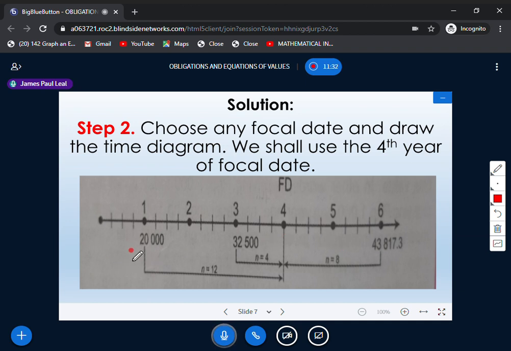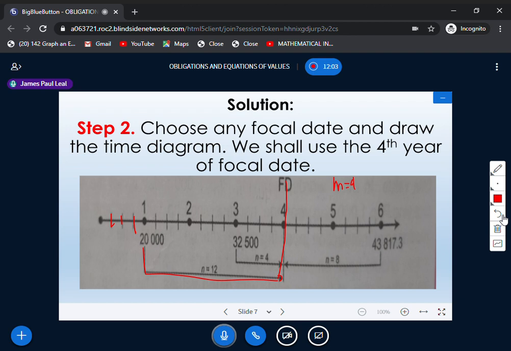So say for example, we are looking for the value of N for the 20,000, and the focal date that we have is this one. So this will serve as our boundary. So ibabalik lang po natin dito sa focal date, okay po. As you can see here, every year we have 4 periods, tama? Since we're talking about quarterly, your M is 4, right? So we can divide that into 4. So we have here 1, 2, 3, and 4. So we have 4 periods in a year.